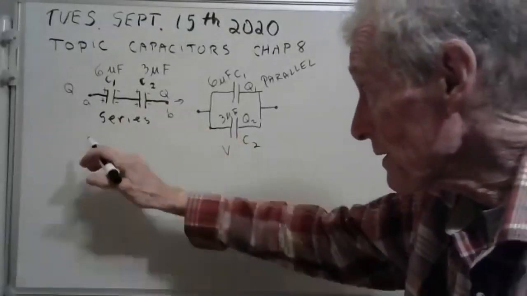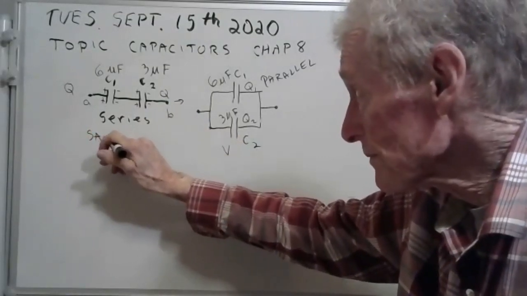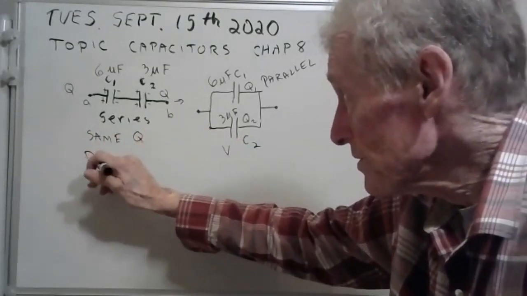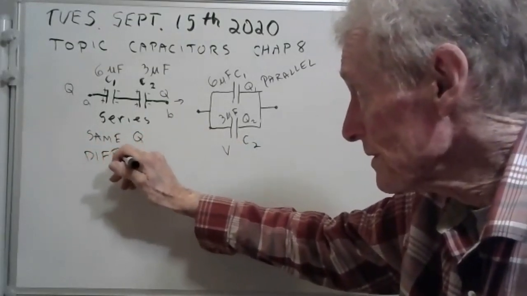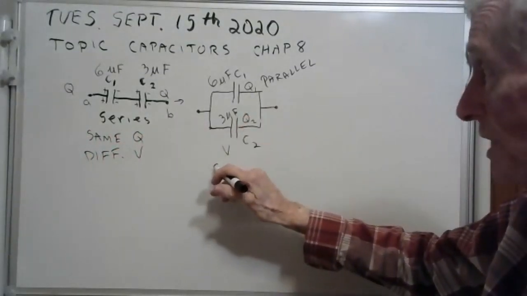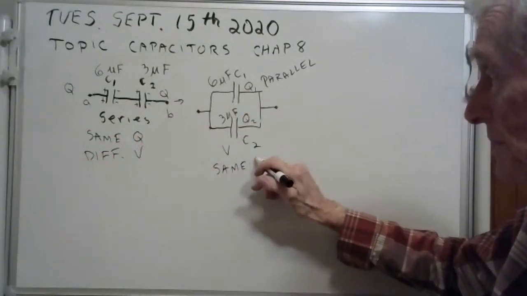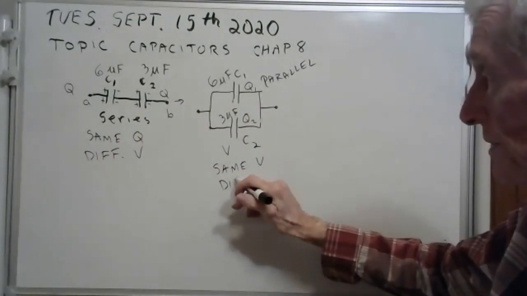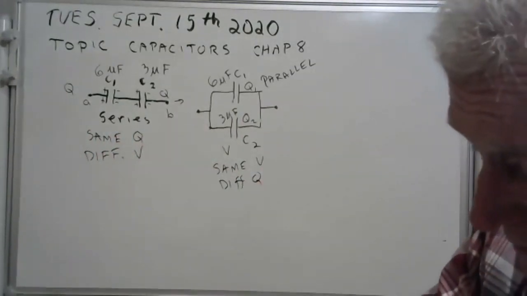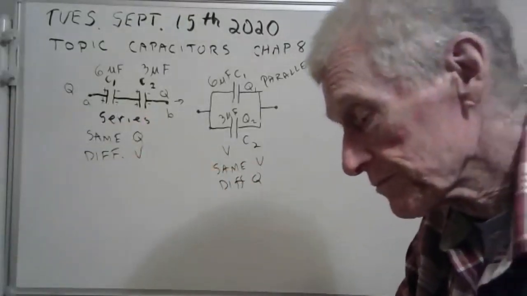So what's the bottom line? In series, same charge, different volts. In parallel, same volts, different charges. It's important for you to know that. Now let's see if we can derive this.